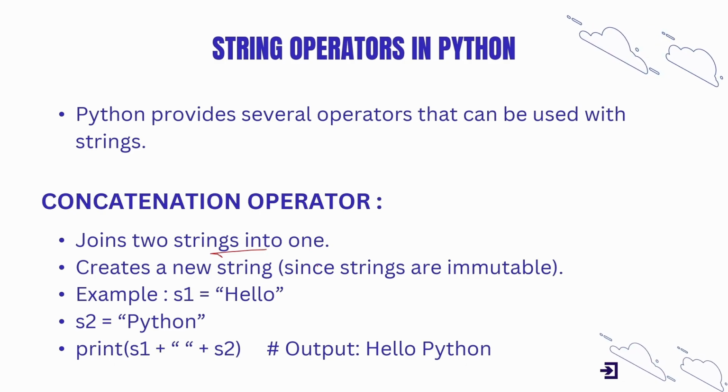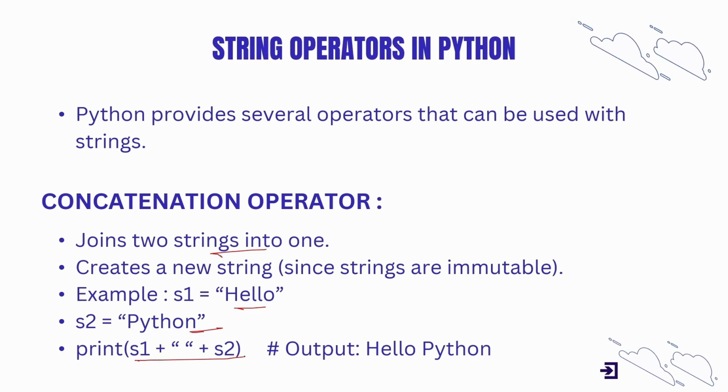Because strings are immutable, when we join two strings, a separate third string is created. For example, here S1 is "hello" and S2 is "Python". If we want our output to be "hello Python", we'll join it like this: S1 + " " + S2. Just by using this plus operator, which is the concatenation operator, we can join two or more strings.